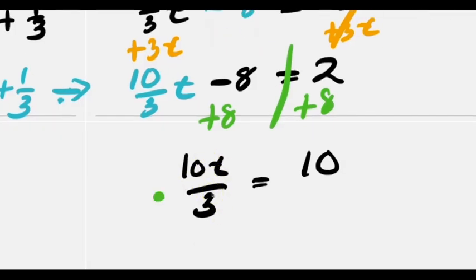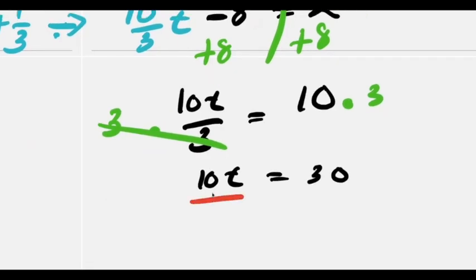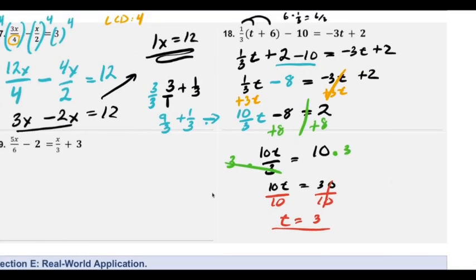I want to get rid of the 3 first. So let's multiply both sides by 3. Those cancel out. And I get 10t equals 30. Then we're just going to divide by 10. Now I could have done that in one move if I did the reciprocal. But just to show, I'm going to get t equals 3. So all that got me t equals 3.